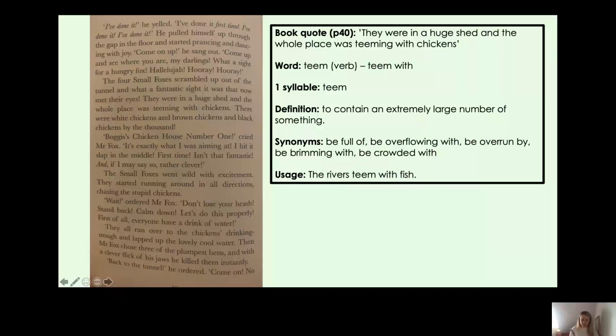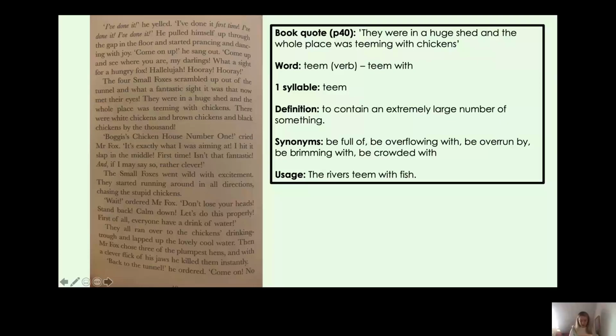Wait, ordered Mr. Fox. Don't lose your heads. Stand back. Calm down. Let's do this properly. First of all, everyone can have a drink of water. They all ran over to the chicken's drinking trough and lapped up the lovely cool water. Then Mr. Fox chose 3 of the plumpest hens, and with a clever flick of his jaw, he killed them instantly.